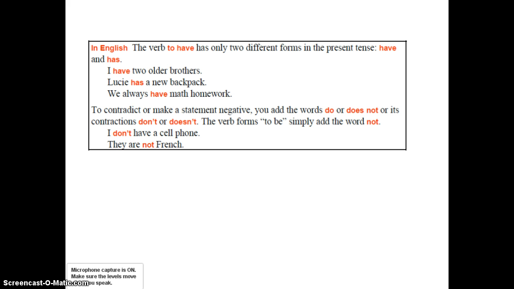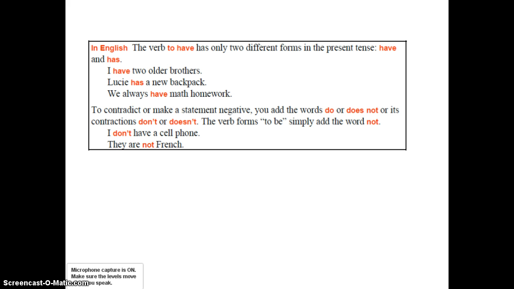But if you change the subject from I to a different subject, such as Lucy, or any girl's or boy's name for that matter, you don't say Lucy have a new backpack, you say Lucy has a new backpack. And then again, you'll switch back to the word have if you change it up and use the subject we, such as we have math homework, or in this case, we always have math homework.